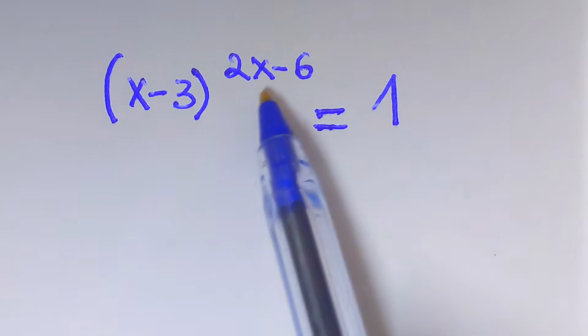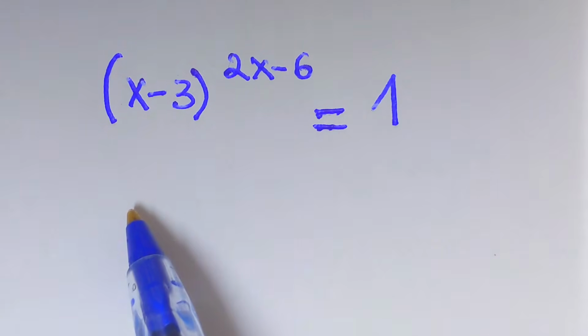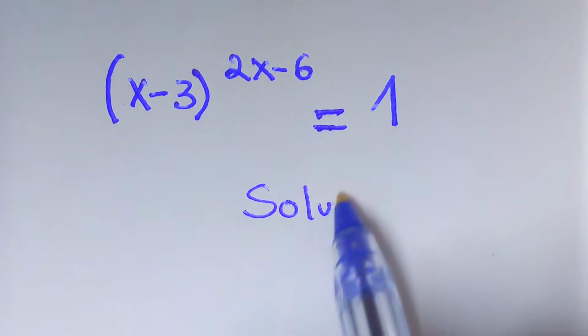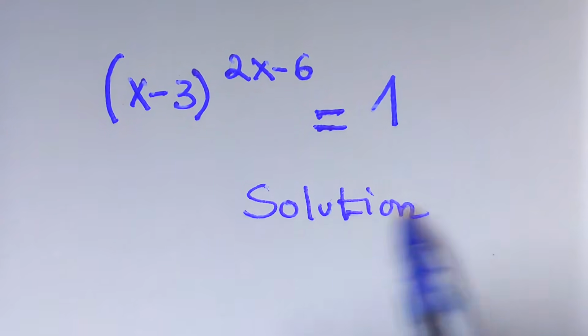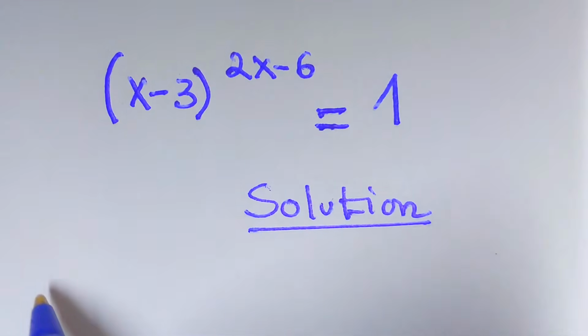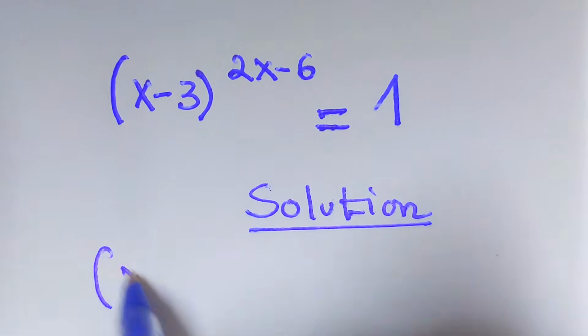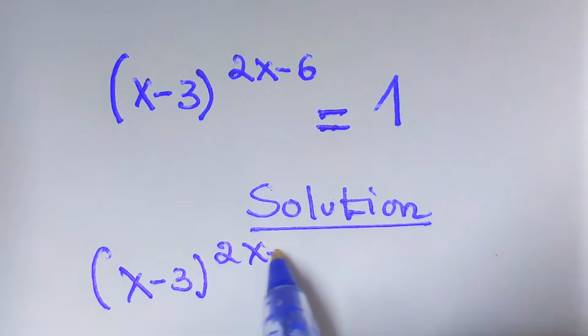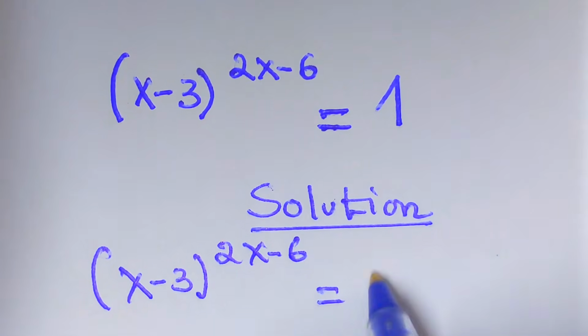Today's video we have been given a question: (x minus 3) raised to the power of 2x minus 6 equals 1. So let's provide the solution. Very quickly, here we have (x minus 3) to the power 2x minus 6 equals 1.